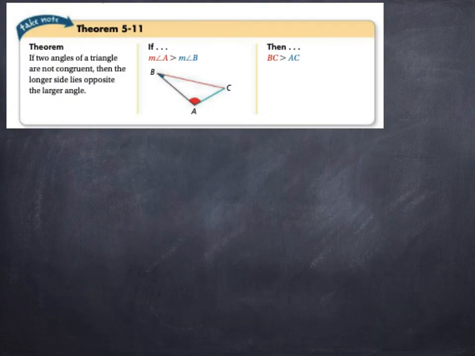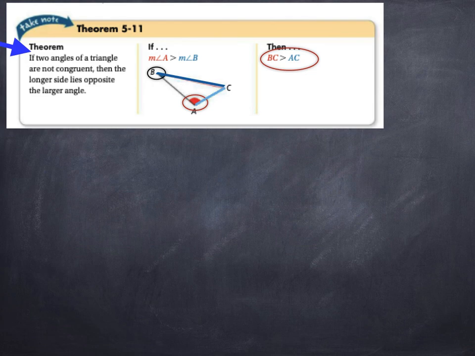Okay, so the converse of theorem 5-10 is 5-11. It states that if two angles of a triangle are not congruent, then the longer side lies opposite the larger angle. In this case, the measure of angle A is greater than the measure of angle B. Therefore, the side opposite the bigger angle A is longer compared to the side opposite the smaller angle B. Therefore, as a conclusion, we can say that BC is greater than AC.